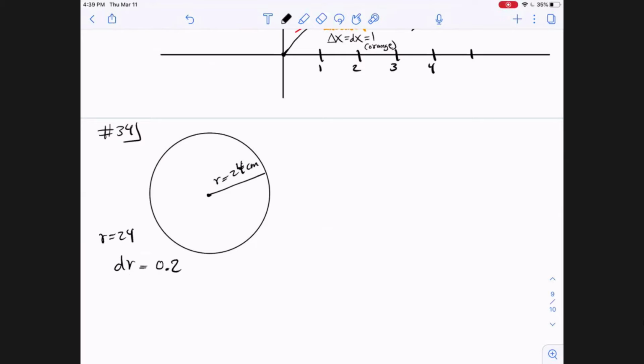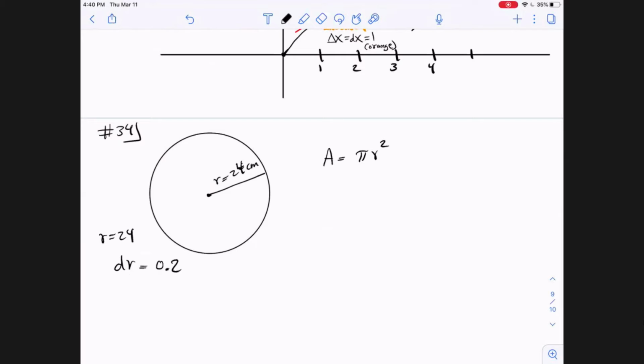So the question is, use differentials to estimate the maximum error. So first of all, to calculate the area. The area of a circle, the formula is pi r squared. So if we can possibly be off by 0.2 centimeters for the radius when we measure it, how much can we be off in the area? Well, more than 0.2, because for the area, you're squaring the radius and then multiplying it by pi. So you can be off by even more.